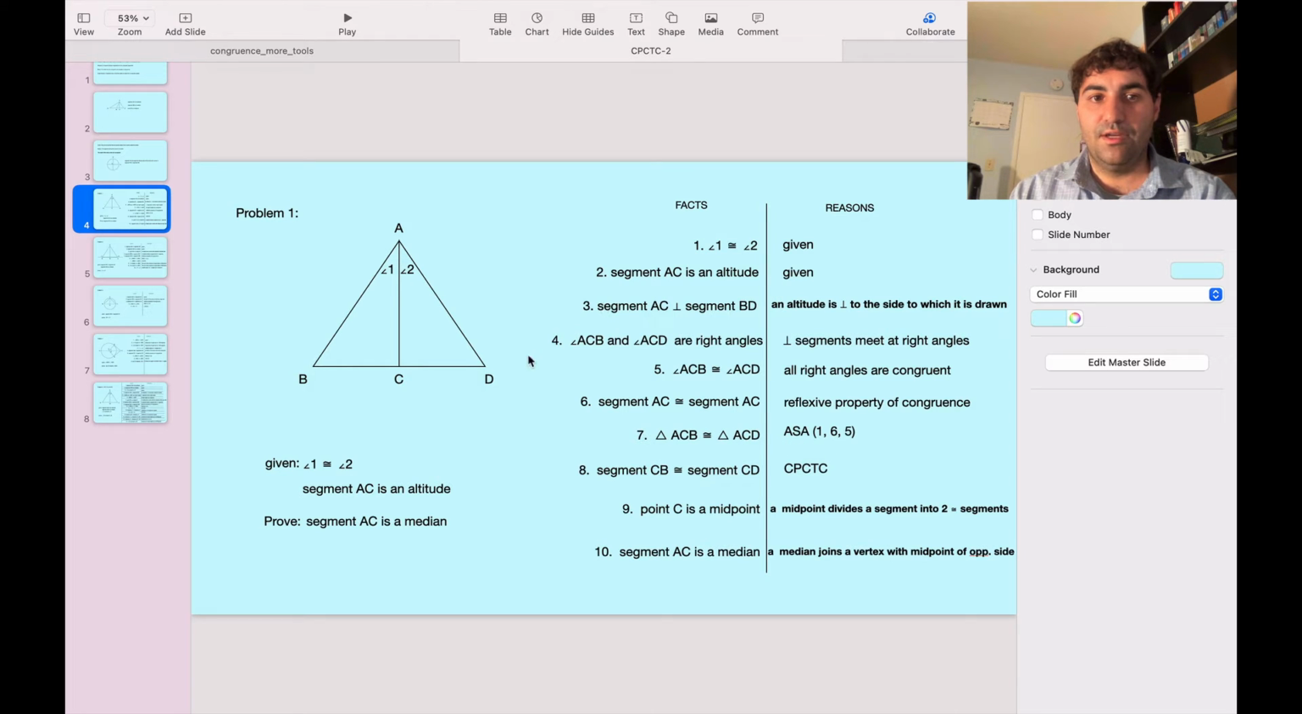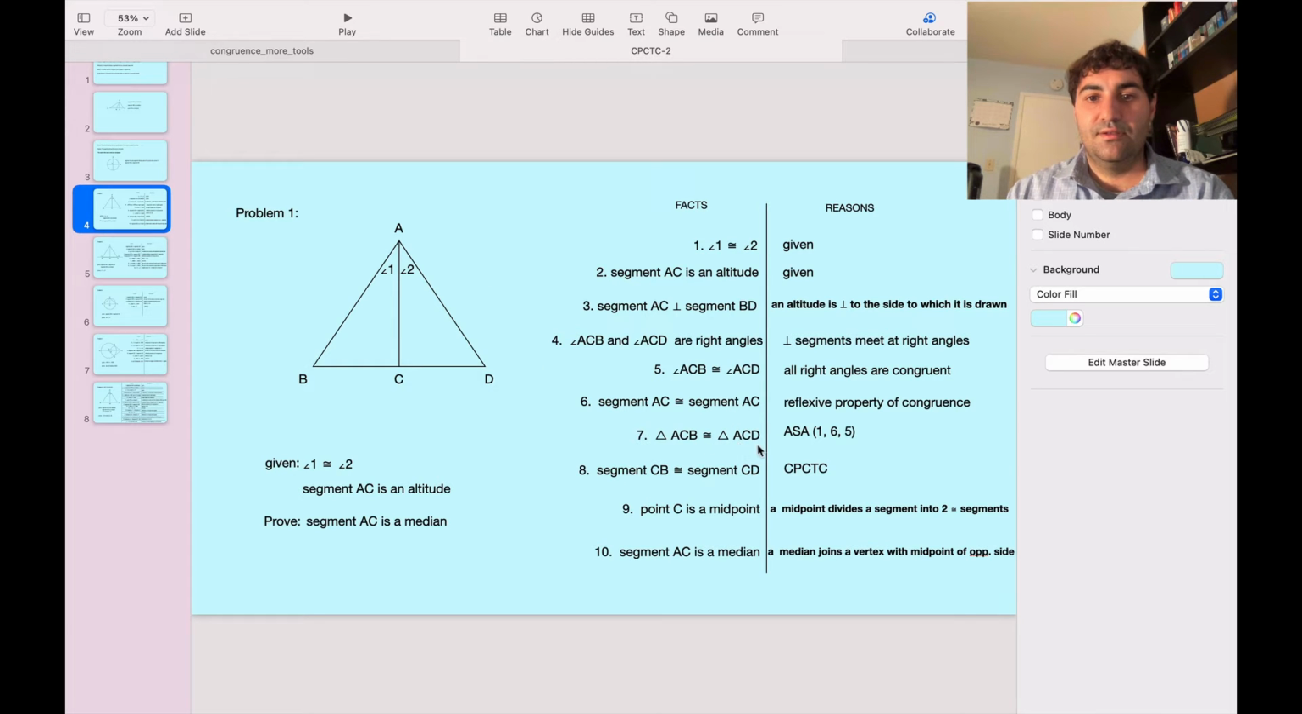So what's the angle? Angle is coming from 1. 1 is congruent to 2. The side is the fact that AC is congruent to AC, which is 6. And then the other angle is coming from these two right angles, which are congruent from statement 5. So angle, side, angle, and we have the congruence from that.